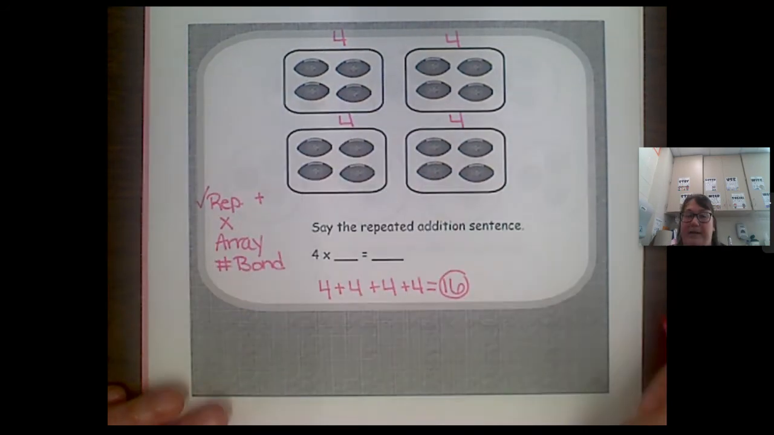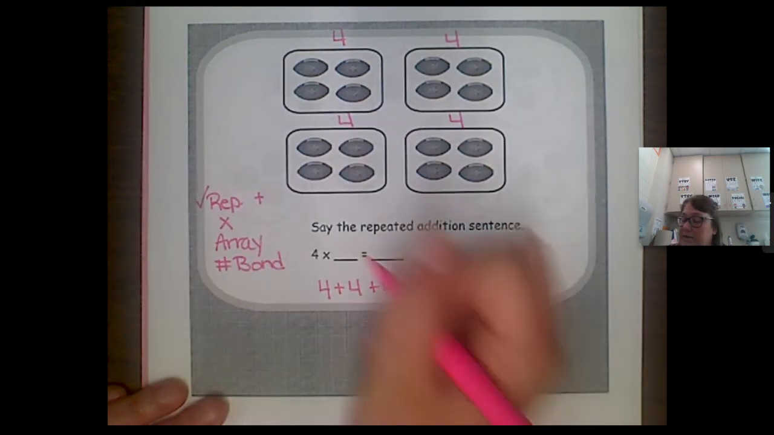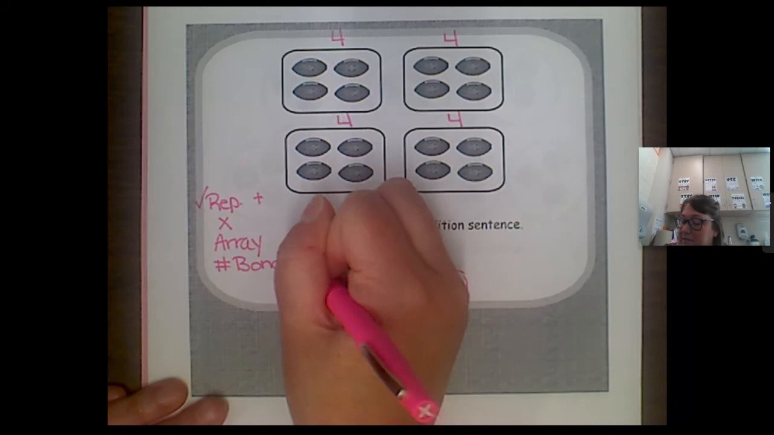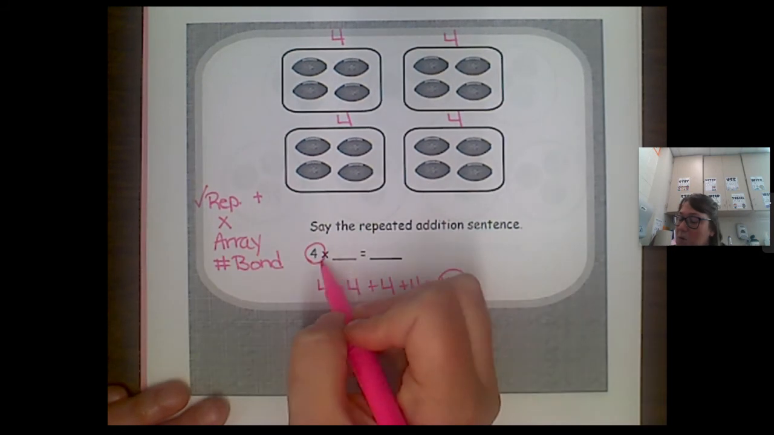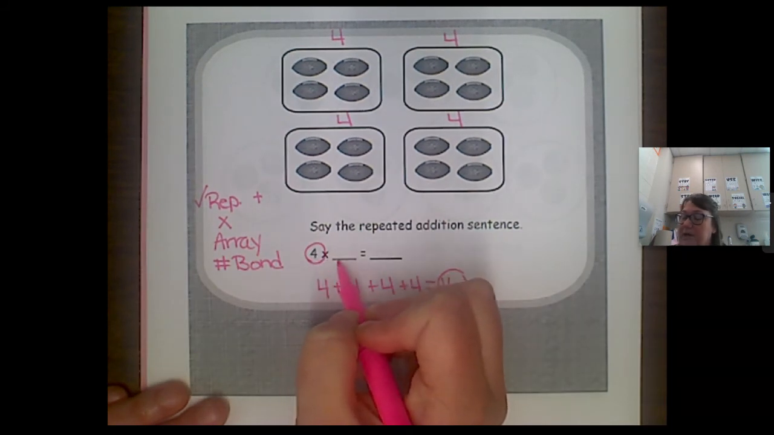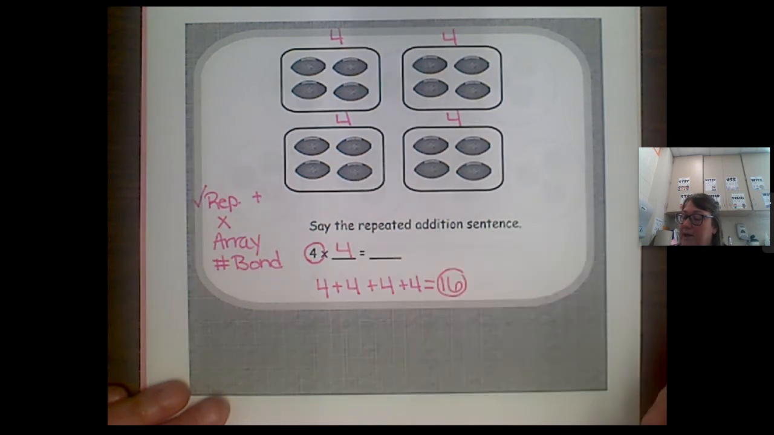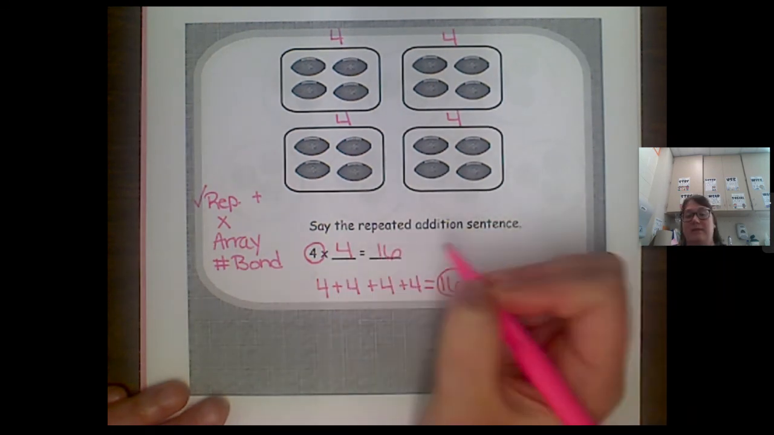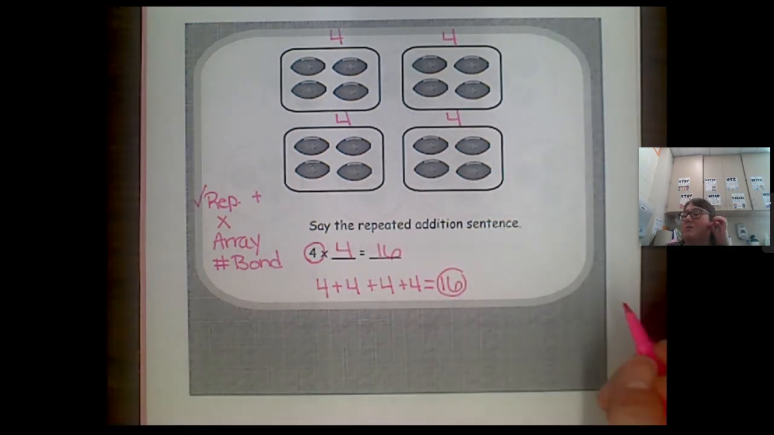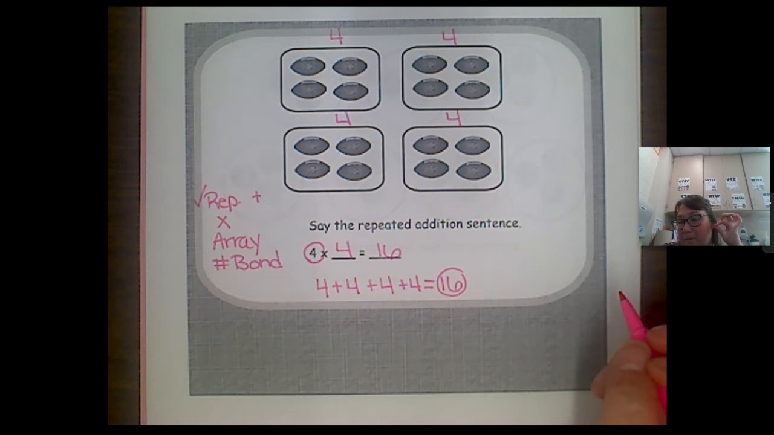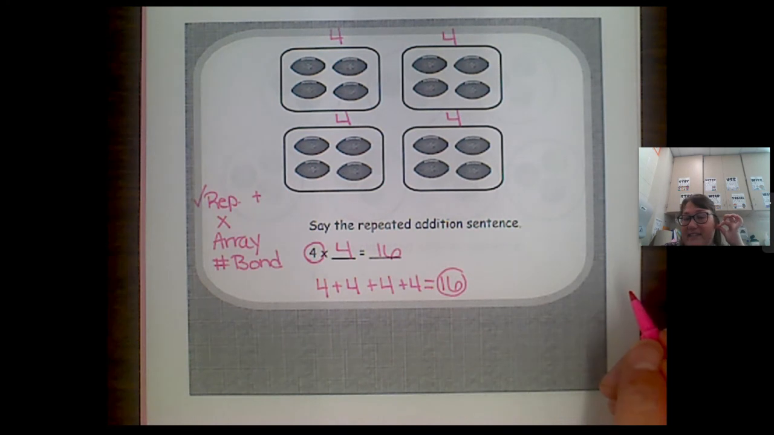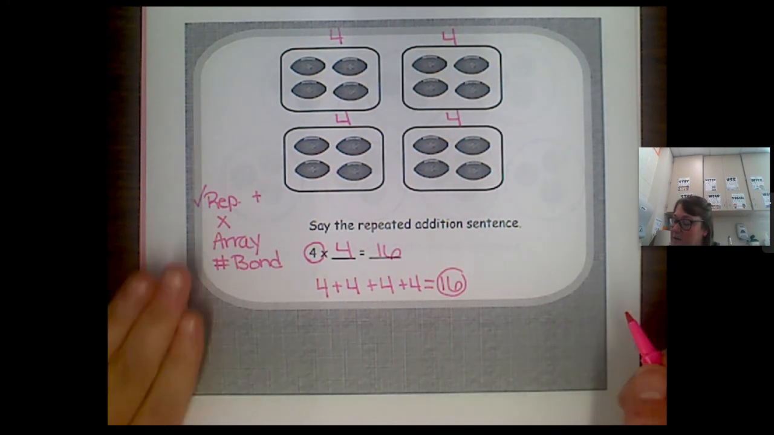Now we have the multiplication sentence. So they already started that multiplication sentence and they put a 4 there to start. 4 times, so 4 is the groups, times the number in each group, and there's 4 in each group, and our total there was 16. So grab your ear if you got that one right. Good. And now we had the array.